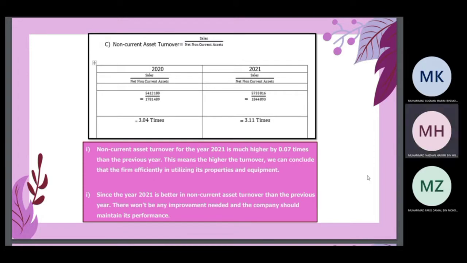For non-current asset turnover in 2020, the non-current asset turnover is 3.04 times, and in 2021 it is 3.11 times. Non-current asset turnover for the year 2021 is higher by 0.07 times than the previous year. This means the higher the turnover, we can conclude that the firm is efficiently utilizing its properties and equipment. So since the year 2021 is better in non-current asset turnover than the previous year, there won't be any improvement needed and the company should maintain its performance.